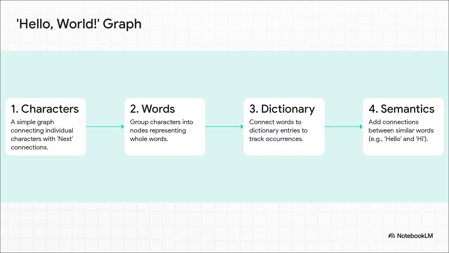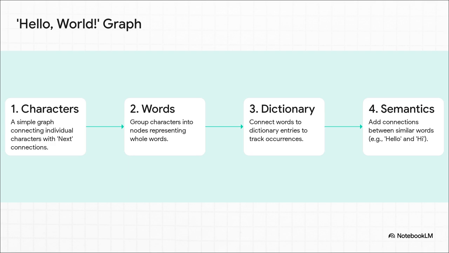And this is where it gets really cool. We can stack layers of meaning on top of each other. So take Hello World. At the most basic level, we can make a graph connecting each character to the next one. But then we can build another layer on top, grouping those characters into nodes that represent whole words.